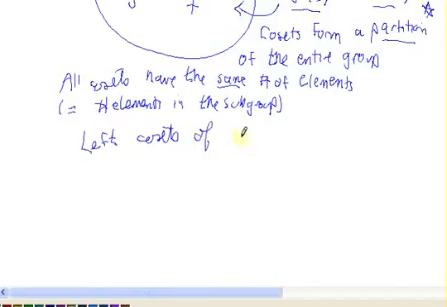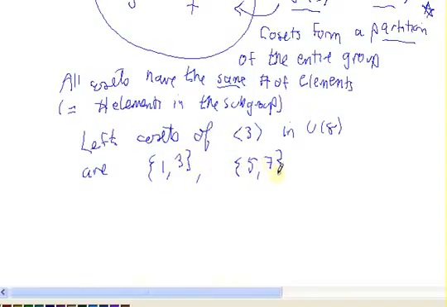of ⟨3⟩ in U8 are {1, 3} and {5, 7}. Okay, so the cosets are sets themselves. So if I'm going to list the sets, I should list them as a set of sets. This is the set of cosets of ⟨3⟩ in U8. Okay, what about the right cosets?